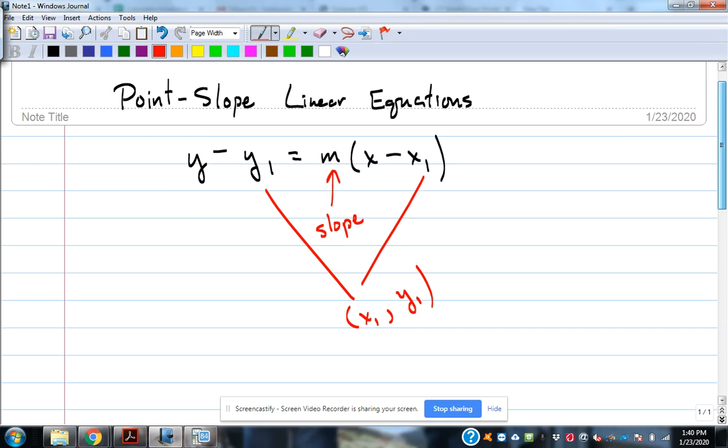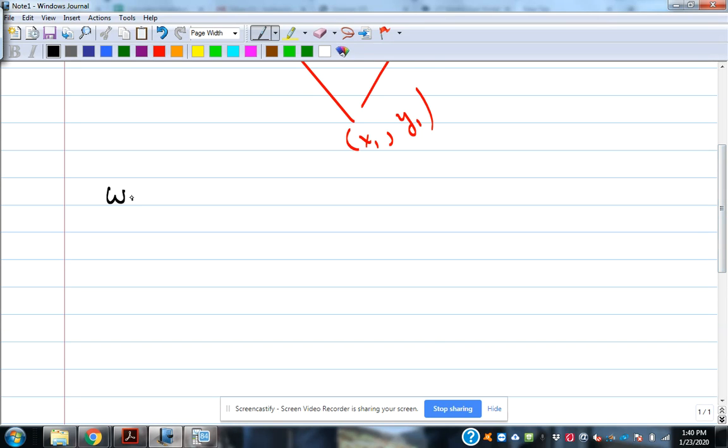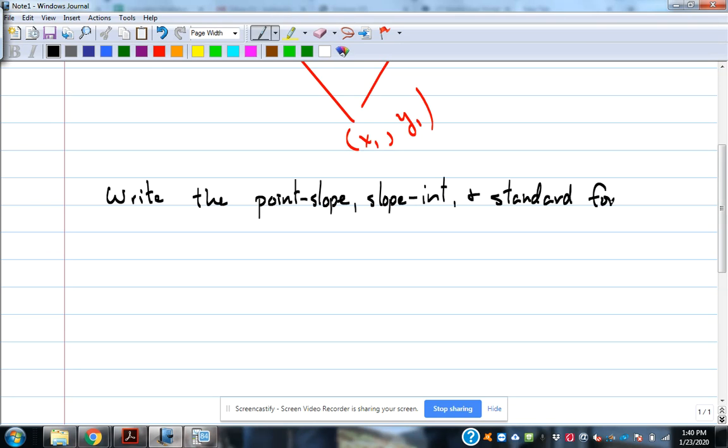So let's take a few examples here, and we're just going to write the point slope, slope-intercept. We're going to do all three forms with each example we're doing, and that way we don't have to do a whole bunch of separate examples here. So we're going to write the point slope form. That's the one we'll start with. And then we'll do slope-intercept form and then standard form after that.